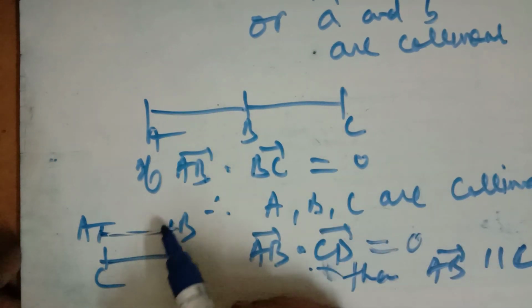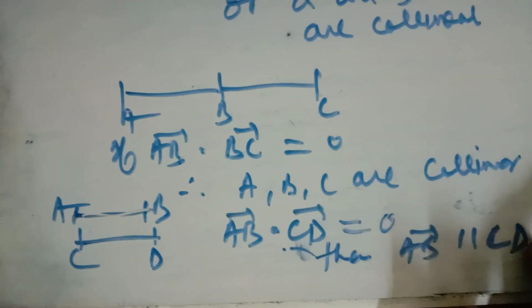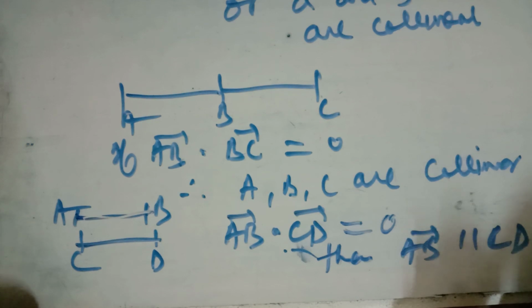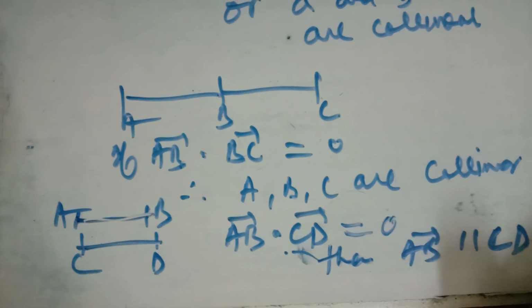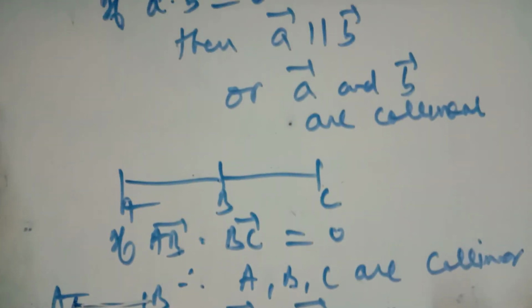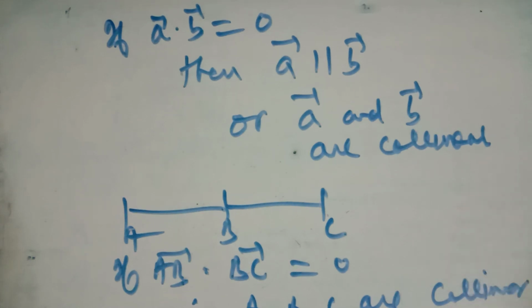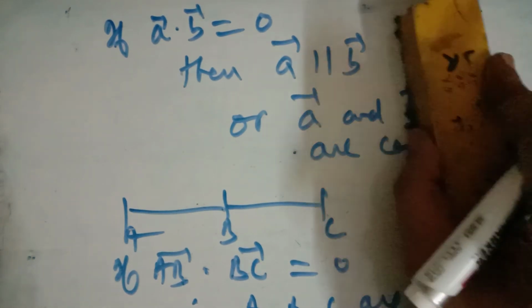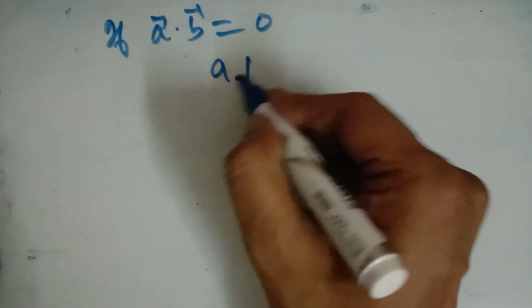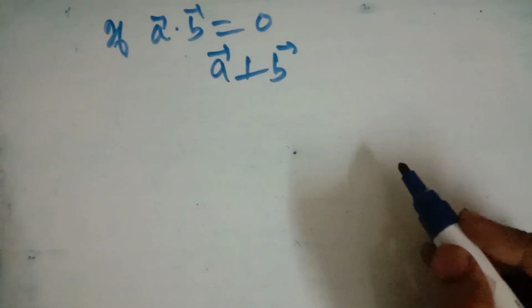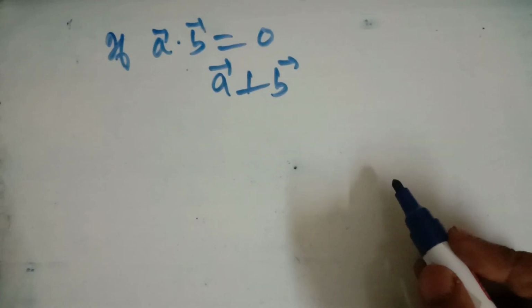If the point is not common and their dot product is equal to 0, then the vectors are perpendicular. If dot product is equal to 0, then the vectors are perpendicular. In that case, vector A is perpendicular to vector B. If A dot B equals 0, the vector A will be perpendicular to the vector B.